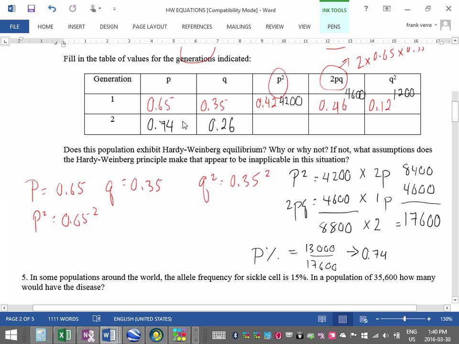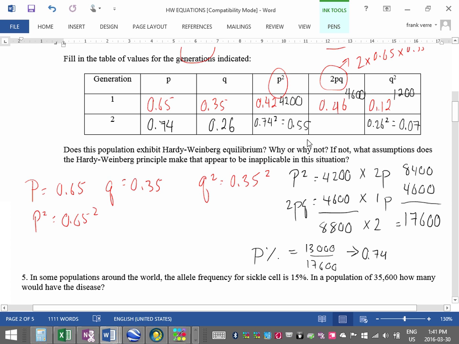We know that P squared is 0.74 squared. So 0.74 squared, what would that be? And we can figure out Q squared, because we know it's 0.26 squared. So what's P squared? Should be over 50%. Point what? 55. So 0.55. This should be less than 10%. What's 0.26 squared? 0.07.